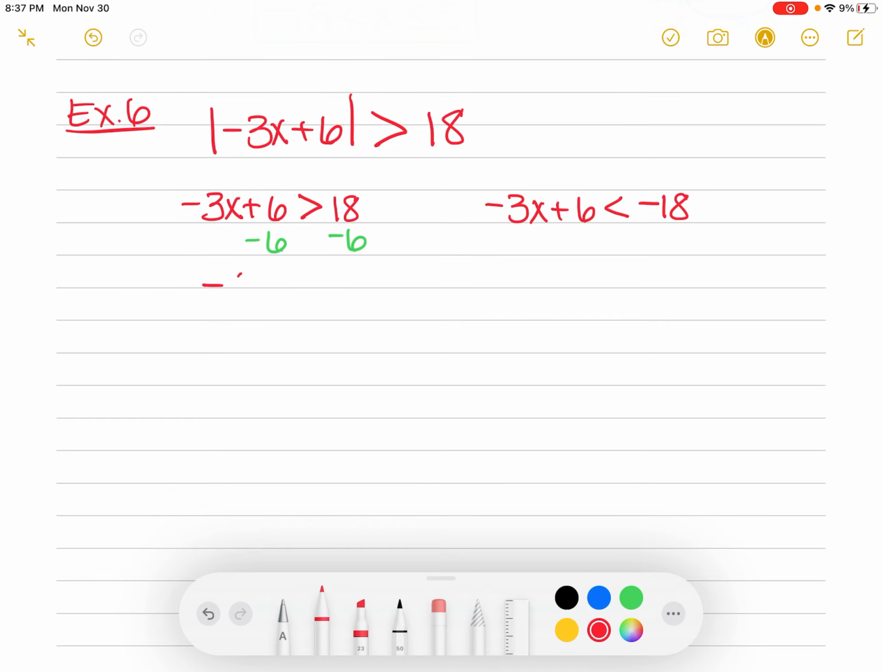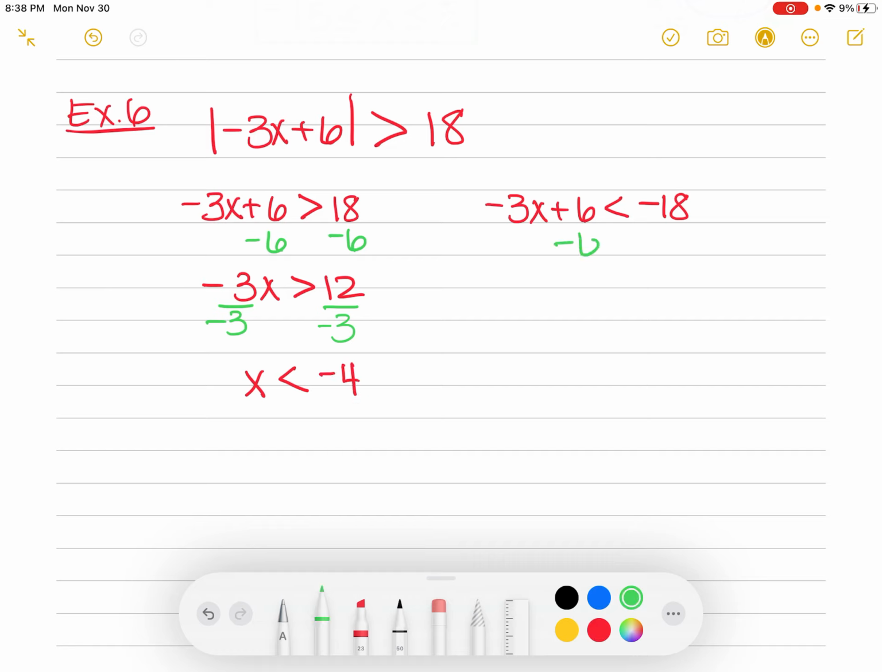Okay, so I get negative 3x is greater than, let's see, we're subtracting 6, so that's 12. Then I'm going to divide by negative 3. Okay, I'm dividing by negative 3, so I have to flip my sign. So now it's less than. X is less than negative 4.